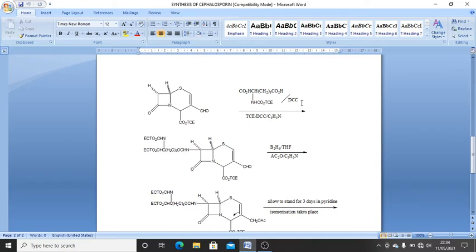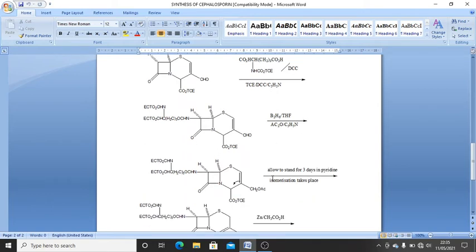DCC, that is dichlorocyclohexyl carbonamide, in the presence of TCE, that is beta beta beta trichloromethyl ester, in the presence of DCC and pyridine. And pyridine will be giving me a trichloroethyl derivative. A trichloroethyl derivative is synthesized.